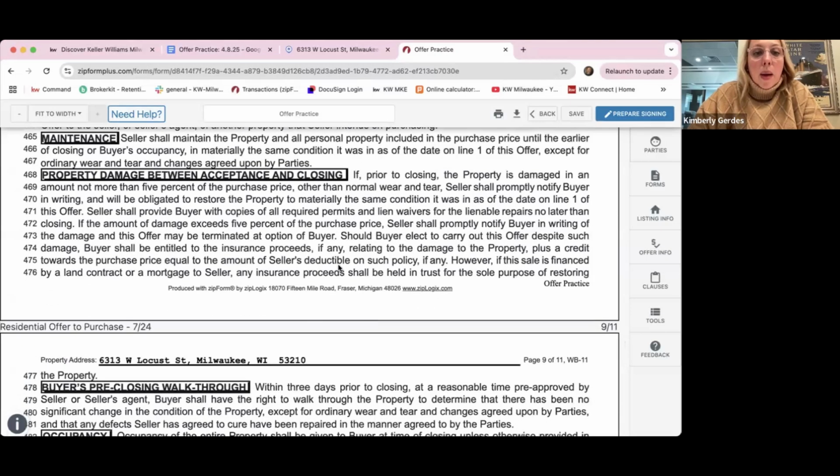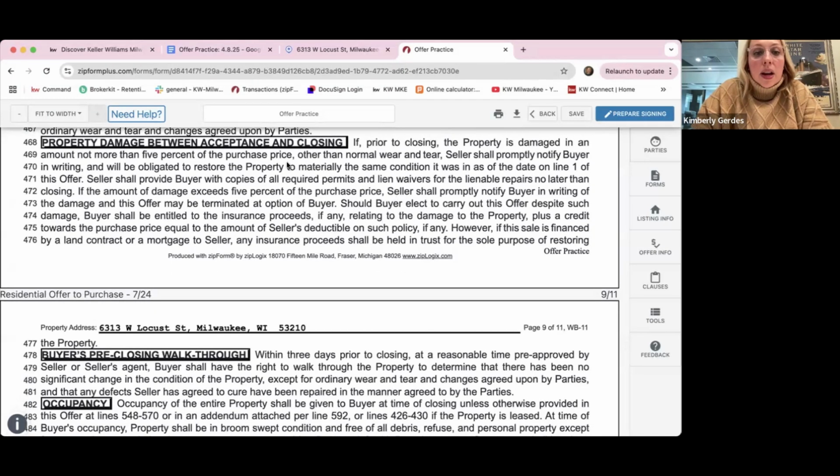This also talks about property damage. So like what happens if a tree falls through the house? What do we do now? I'm not going to go over that right now, but it's all stated very clearly here as to what options might exist.